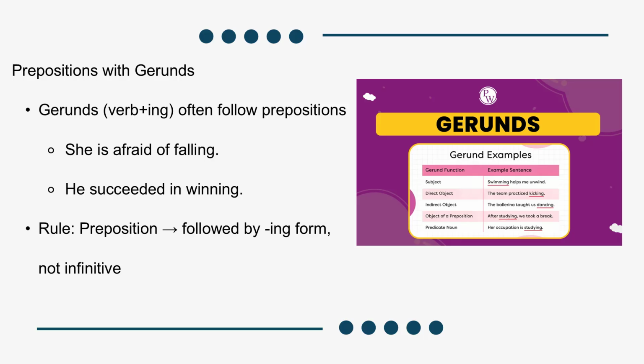Prepositions with gerunds. Let's understand how prepositions work with gerunds. A gerund is a verb plus ing that acts like a noun. Prepositions are always followed by the ing form, not infinitives. Example: she is afraid of falling, he succeeded in winning. Never say to win after a preposition.